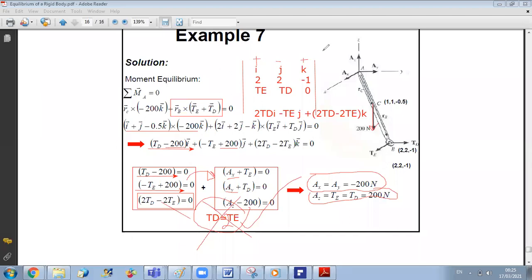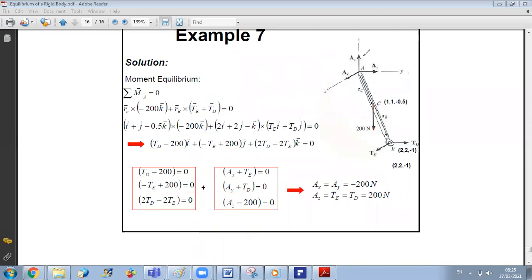Doctor, can you please repeat why it's AB times TE plus TD? Just can you repeat the question, please? In the second line, yes, can you please repeat why it's TE plus TD?